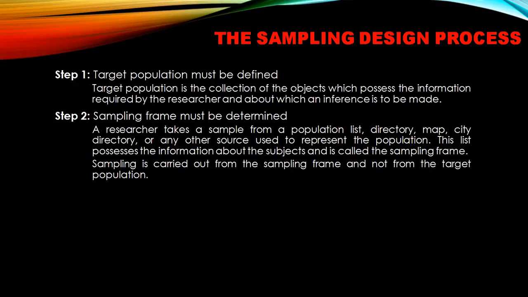It can simply be the Sensex also. Any of such published results could become my sampling frame. If I read what is written on the slide, a researcher takes a sample from a population list, directory, map, city directory, or any other source used to represent the population. Likewise, I was giving you the example of the mobile phone users in the city of Delhi. If it is possible, I can take the data from the cellular phone operators, or I can also, if possible, extract the data from TRAI. So that can become my sampling frame.